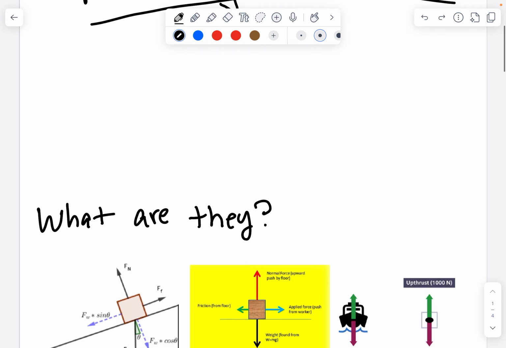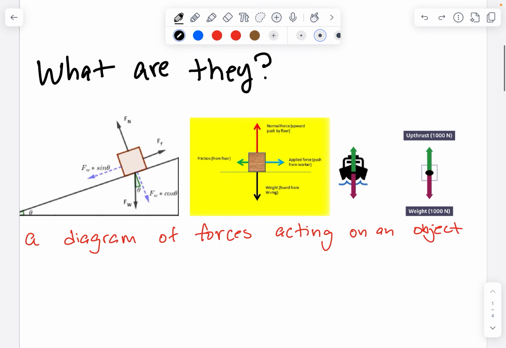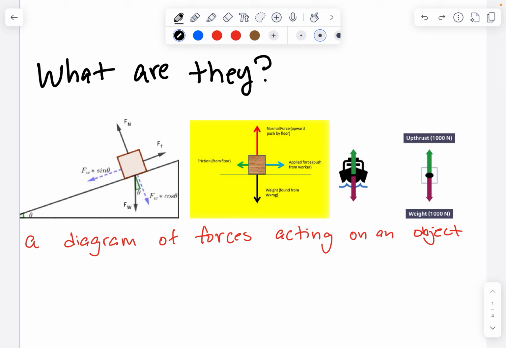What are free body diagrams? A free body diagram is a diagram that shows forces acting on an object. So either a block sliding down a ramp with forces shown on it, or a boat on water. We can simplify the boat and visualize all the forces. This basically gets any system simplified and allows us to put it into formula form.